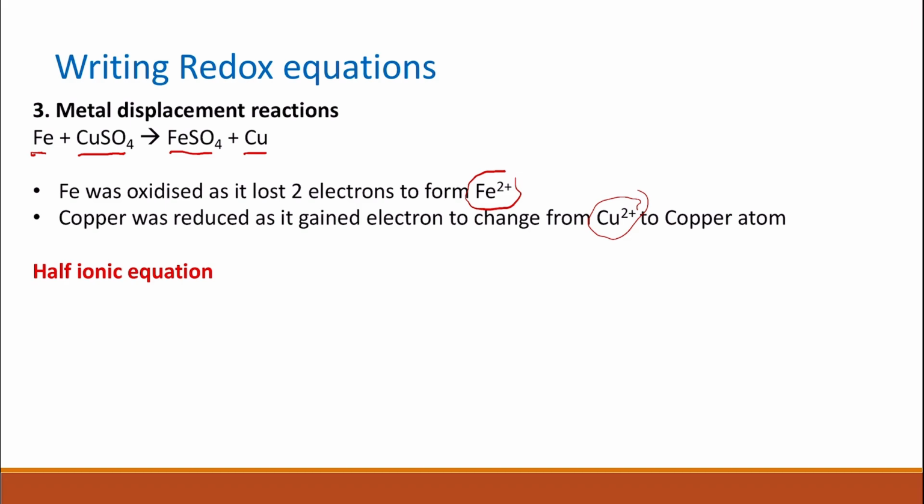Writing the half ionic equation, starting off with the oxidation reaction, which is the iron. So iron will be oxidized to give the iron 2 plus, and two electrons will be lost. The reduction reaction, we have the copper 2 plus that's going to gain two electrons to give you the copper element or the copper metal, which is not charged.